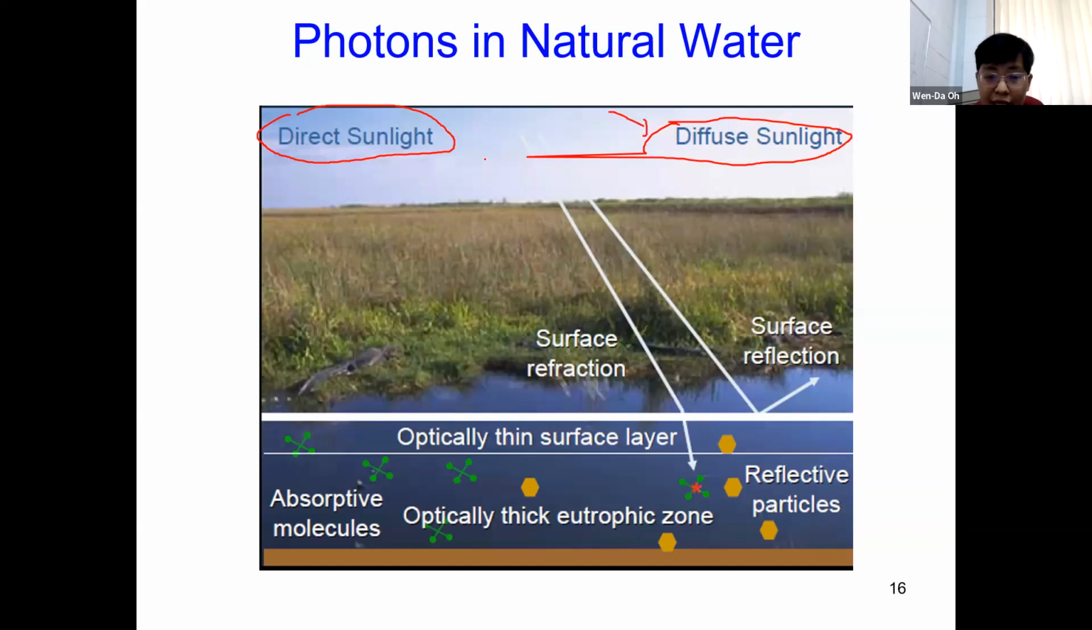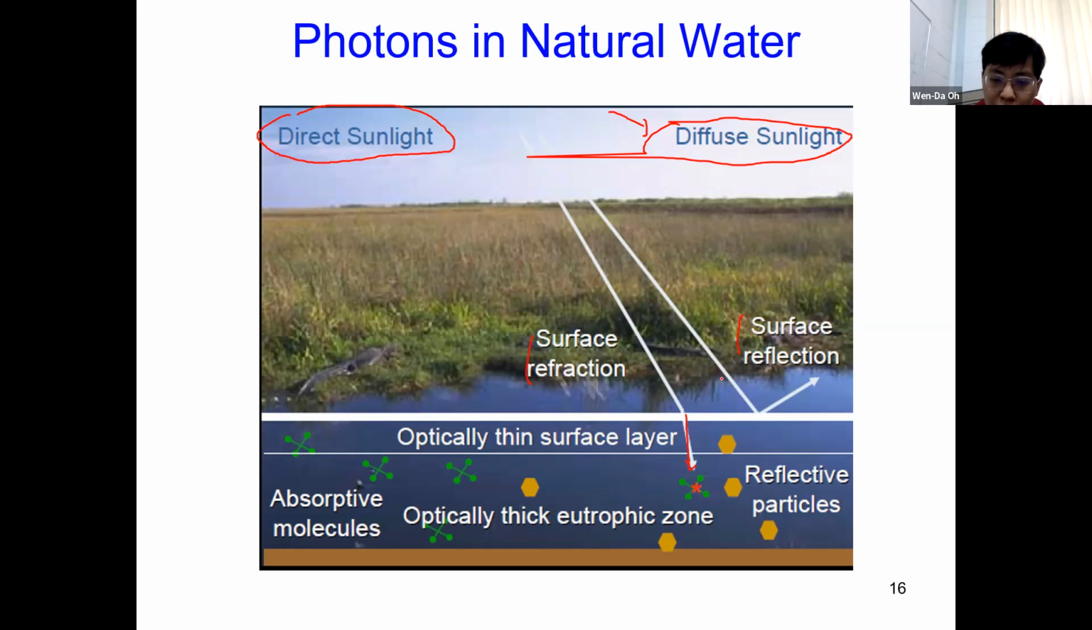So once the sunlight hits a certain area, for instance this lake over here, once it hits this lake water, it will start to have certain effects, right? Number one, it will be surface refraction. Number two will be surface reflection. That means it can actually go into the water, or it can be reflected. 10-20% will be reflected, right?